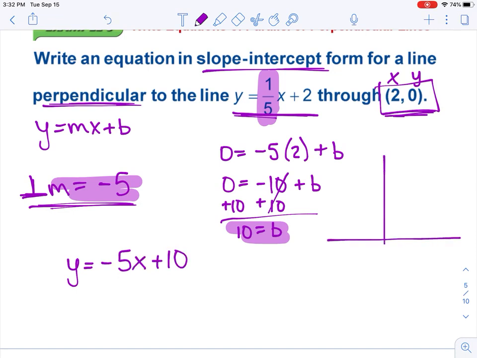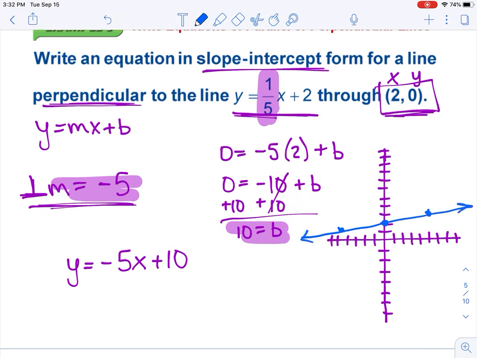Now I'm going to show you this on a graph. It's going to be a quick sketch here, not perfect. Our original line was 1/5 x plus 2. So I'm going to plot that. I'm going to start at plus 2, and then I'm going to go up 1, run 5. So it's going to be right there, and then I'll go down 1, run 5. Right here, and then I will draw a line as best as I can. That is my original line.